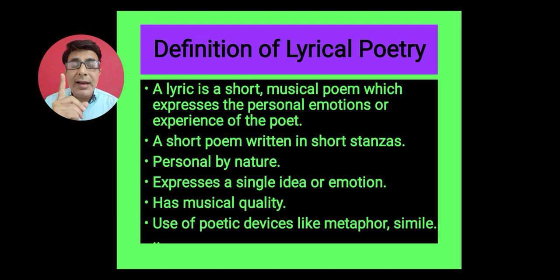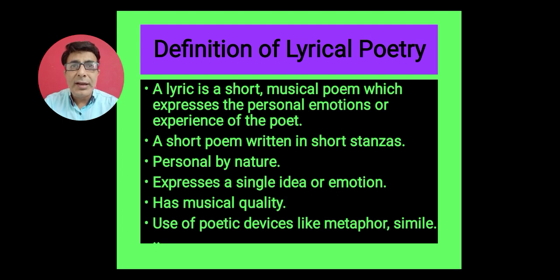Number three is that every lyric poetry expresses a single idea or an emotion, right? Lyric poetry, because it is very short, does not have a large scope to play. So, in a short poem, the poet tries to express one single idea. So, lyric poetry is focused on one single idea. Number four, every lyric poetry must have some musical quality. Why? Because lyric poetry is mainly meant to be sung. It is meant to be sung, and for singing you must have some rhythm in the poetry. So, musical quality is also an important characteristic of every lyric poetry.